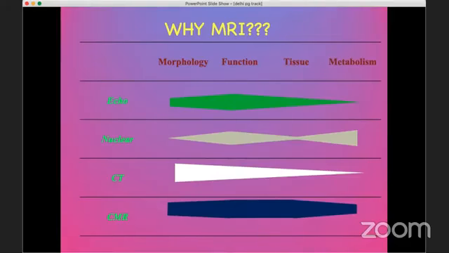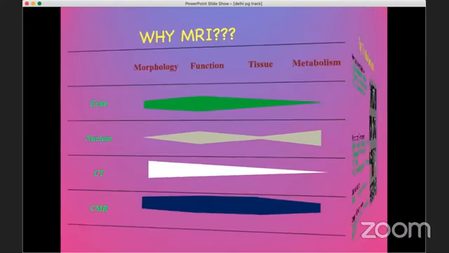One is the morphology, second is function, third is tissue, and the fourth is metabolism. Now, if you look at echo, it is predominant on the morphology and function, but hardly anything on the tissue and metabolism. Nuclear imaging is very good with function and metabolism, and CT is very good with morphology and function. But MR is a tool that looks at all the facets in a very equanimous manner. So there is morphology, there is function, there is tissue characterization, and also there is metabolism.